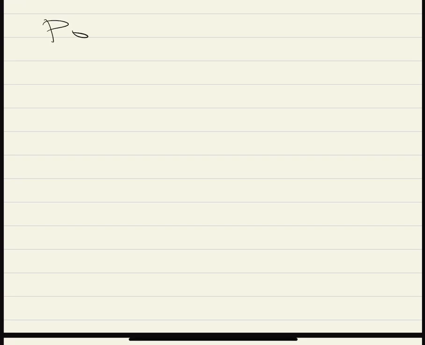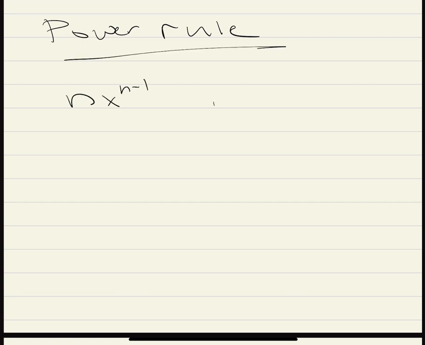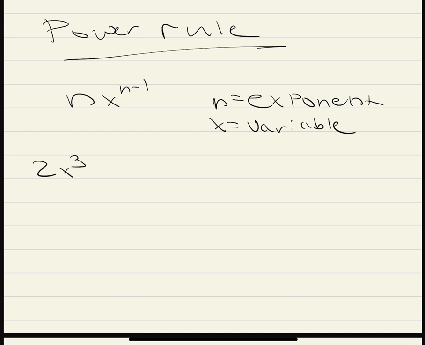Some simple things for us to go over are the power rule. Holy smokes, my handwriting's bad. The power rule can be notated as nx^(n-1), where n represents an exponent and x represents a variable. So some examples of this would be the function 2x cubed. The variable would be x and the exponent would be 3. We'd just multiply this by the leading coefficient and subtract the exponent by 1. We would be left with 6x squared.